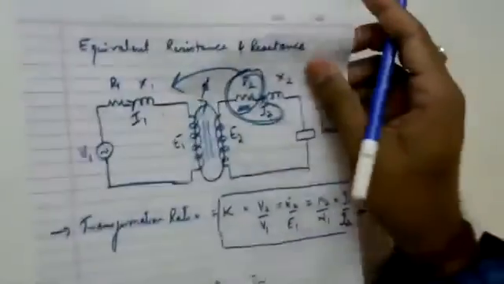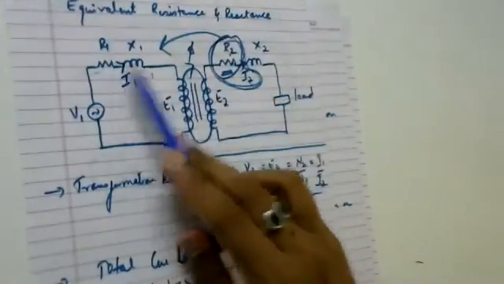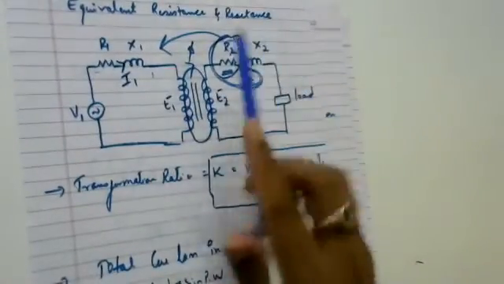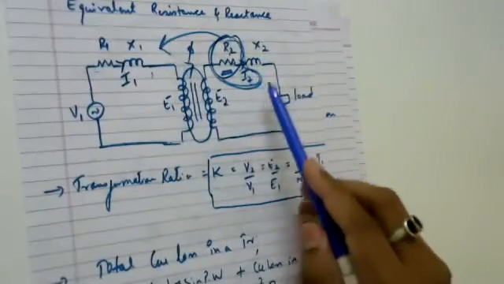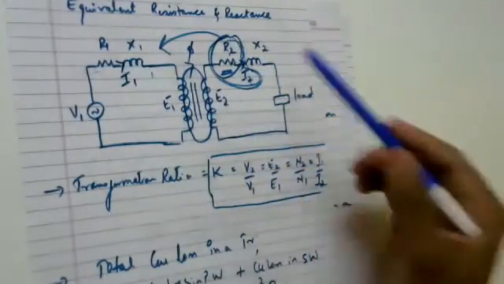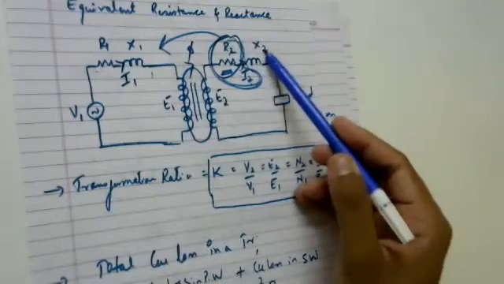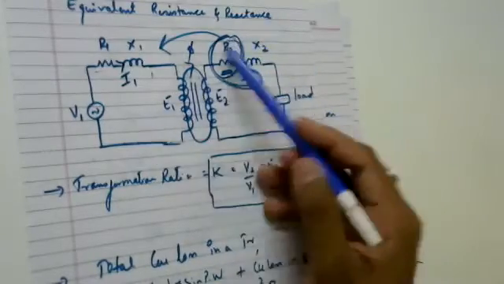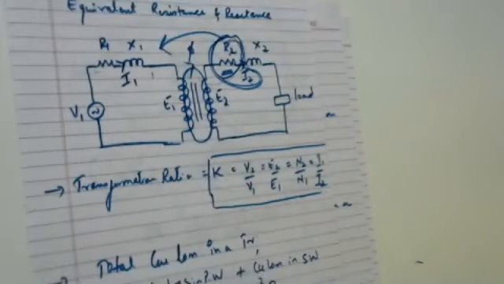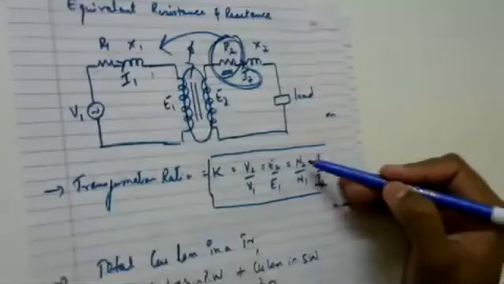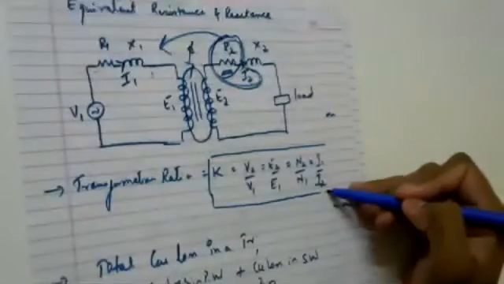So here what you people have done, to start with, you started with the simple transformer circuit having the parameters at their own positions: R1, X1 on primary, R2, X2 on secondary. Now, in order to make the mathematical analysis, you wanted to transfer the secondary components to the primary side. To do that, you first define your transformation ratio. K is equal to V2 by V1 is equal to E2 by E1 is equal to N2 by N1 is equal to I1 by I2.